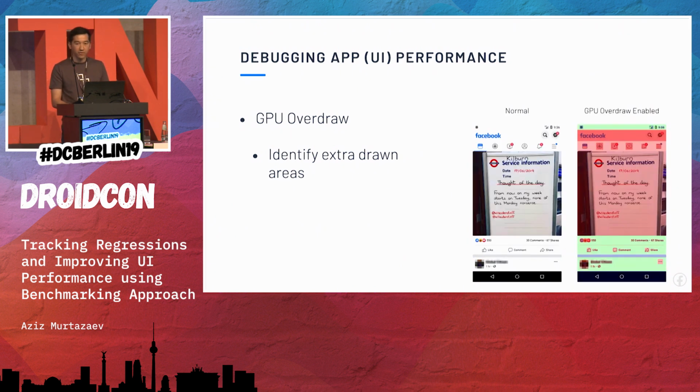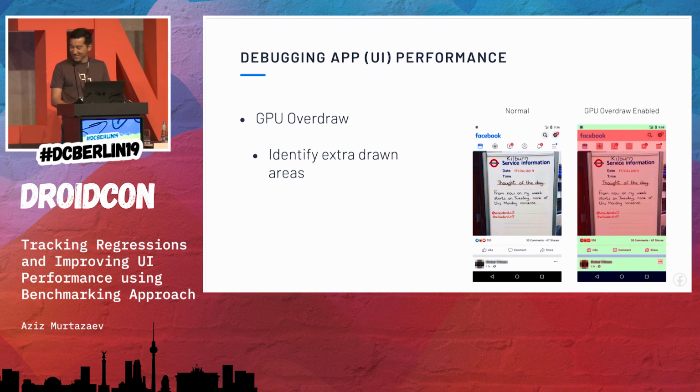So how many of you have used GPU overdraw? Cool. I can see quite a few hands. Basically, it shows the color-coded parts of your screen, how much each pixel is being redrawn. Blue means that it's redrawn one time, green is 2 times, and it goes up to red. And so yeah, we need to fix the header here.